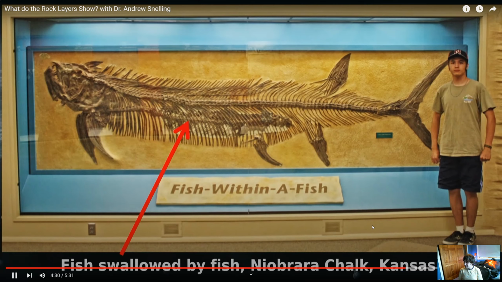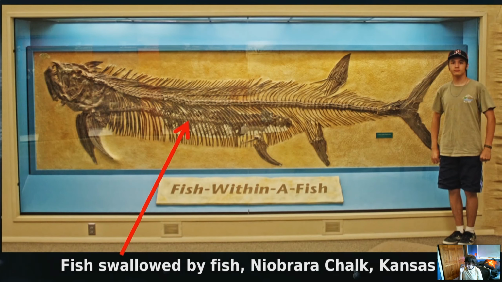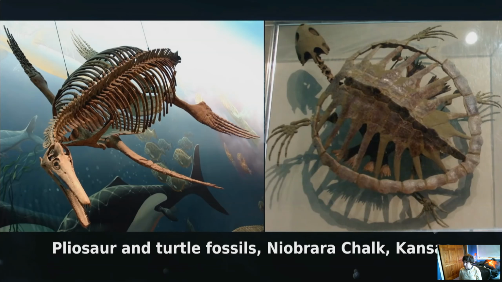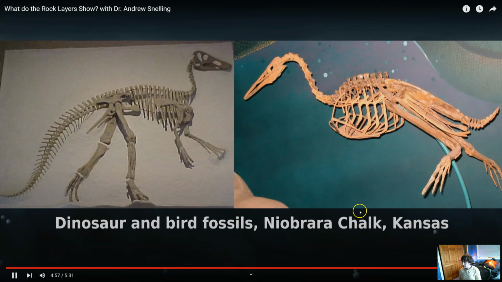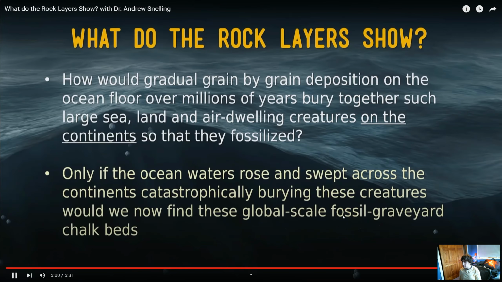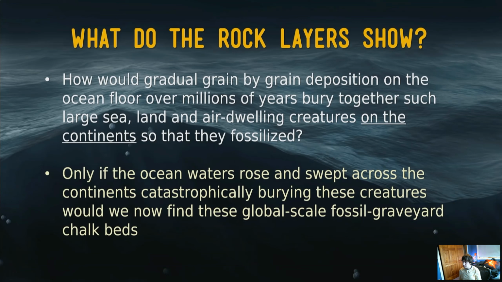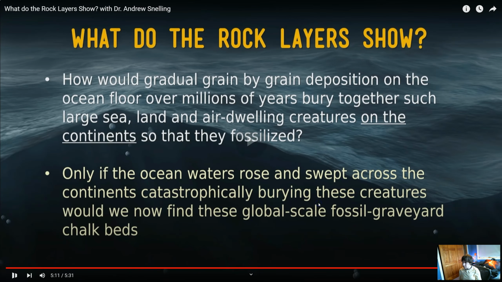Fish didn't get time to digest its food. You see the size of that fish? It's 12 foot long. Would you bury that a fraction of an inch every 1,000 years? The fish would have digested itself and swum away, wouldn't it? Or in the same chalk bed, you've got pliosaur fossils and turtle fossils 10 and 12 feet long across. You've got dinosaur fossils and bird fossils in the same chalk beds. How would you gradually, grain by grain, a fraction of an inch every 1,000 years on the ocean floor over millions of years, bury together such large sea, land, and air-dwelling creatures on the continents, not on the ocean floor?